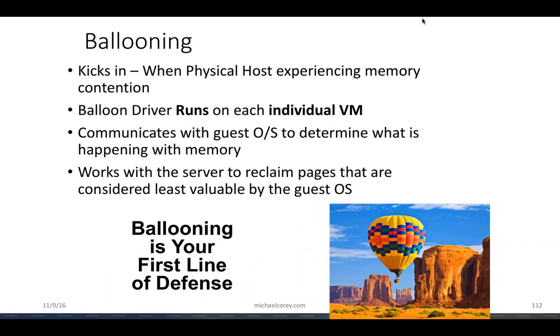But there was this advice that you should shut off ballooning. I think that's an absolute mistake. Ballooning kicks in when a physical host is experiencing many memory issues. It's better than swapping. So it's your first line of defense. Leave it alone.